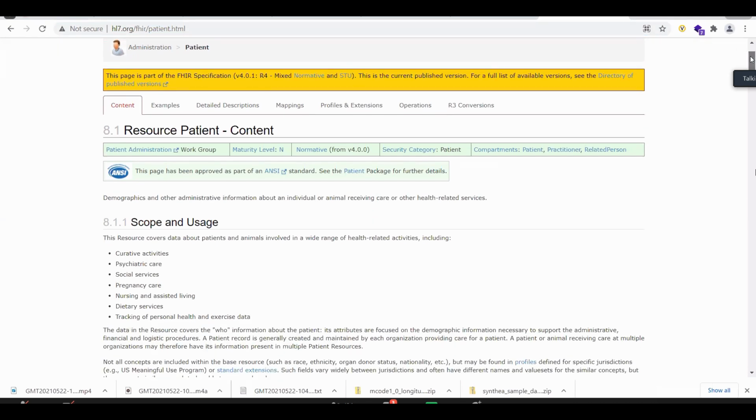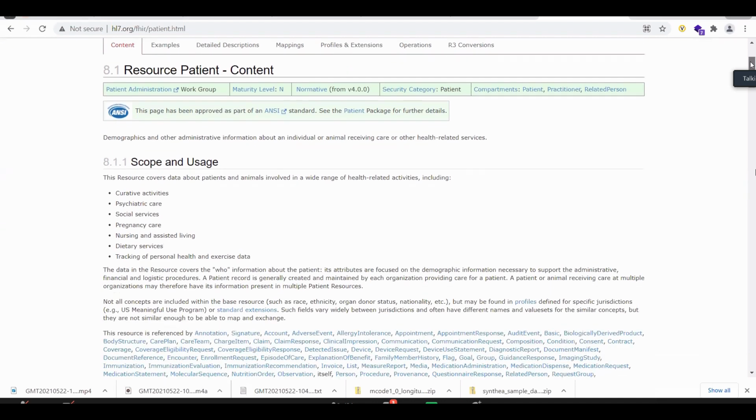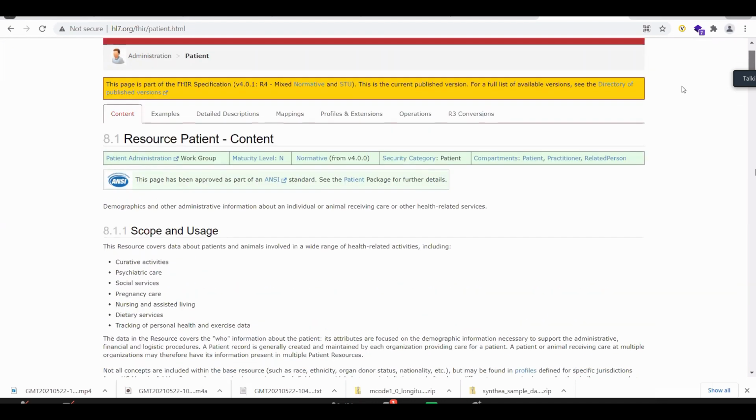The FHIR resource spec defines, first, if you see here on the top, various groupings, right? Patient Administration is the work group. In HL7 there is a concept of project groups who work on certain aspects, and they are called work groups. So there are various work groups, and Patient Administration is one of the work groups which is responsible for the Patient resource. Then the maturity level, and then the security category is patient.